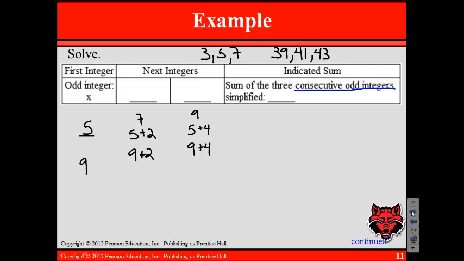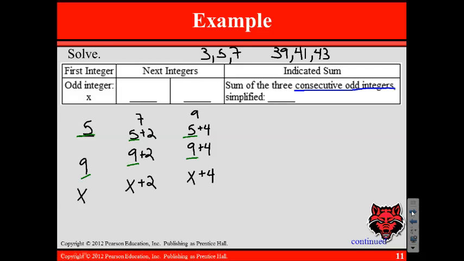And now let's see if we can use this pattern that we've just found, where we add 2 and add 4. If we wanted to go farther, we would add 6. And instead of starting with a number that we know, start with a variable. Start with an unknown odd integer. Let's start with x. Following the same pattern, the next odd integer would be x plus 2. The next odd integer would be x plus 4.